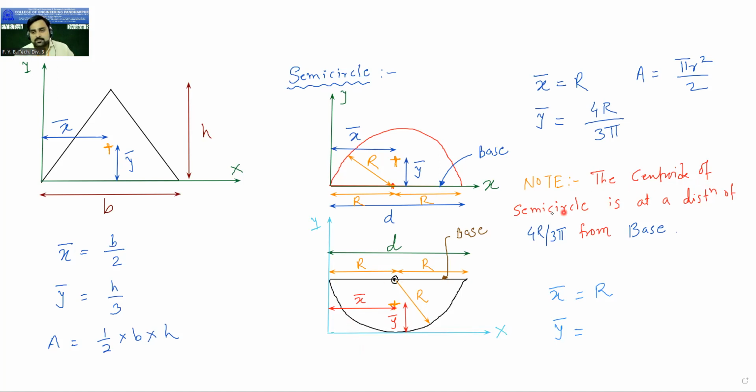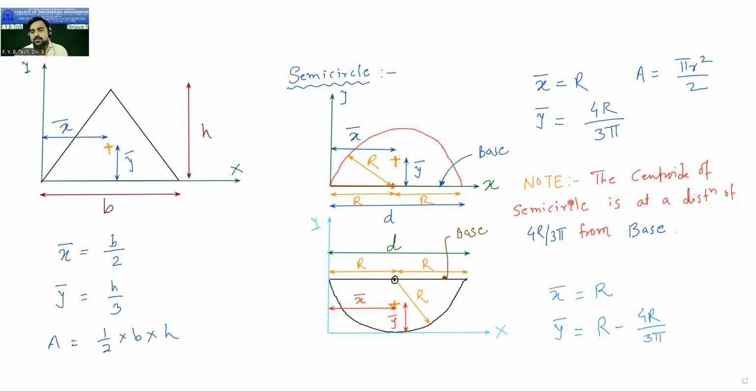You can use this. Whatever important note I have given to you, you can use that note and calculate this y bar. What is the answer of this y bar? R minus 4r by 3 pi. Correct, r minus 4r by 3 pi. It is the correct answer. I will write here first. It is r minus 4r upon 3 pi.